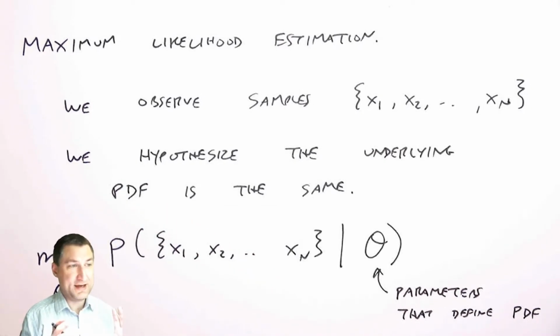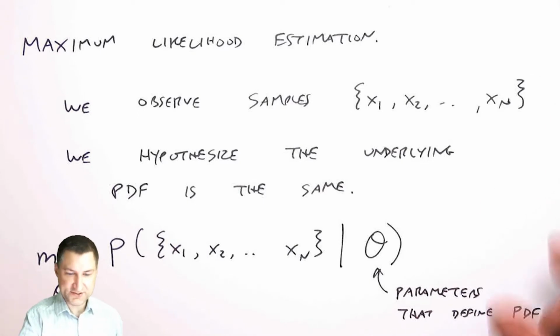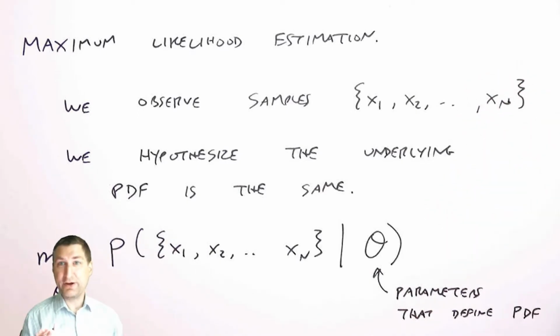So it's like saying, for example, let's make this really easy. Let's suppose that the underlying PDF is Gaussian, and that I know the variance, okay? And now the only thing I don't know is the mean. What would be my maximum likelihood estimate of the mean?